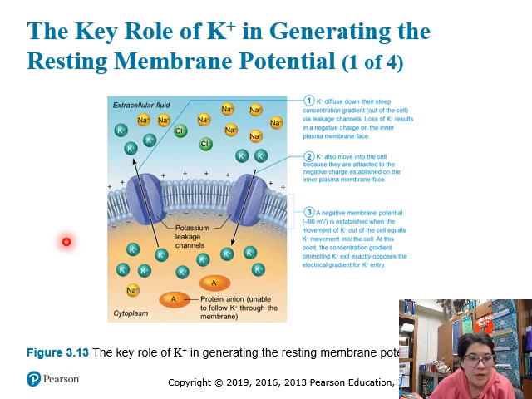Okay, so here it's showing the leaky channels. Potassium is leaving and potassium is coming back in. And at this point, the charge inside is overall negative. So you can see the little negatives here and the little positives here, and this is when your neuron is at rest and there's no nerve impulse. There's no action potential going through it.